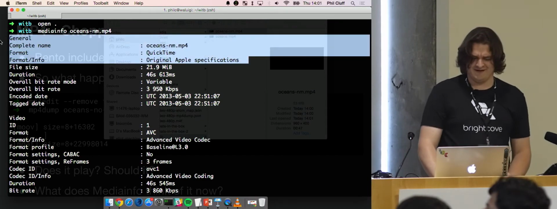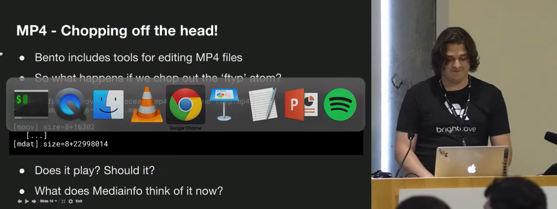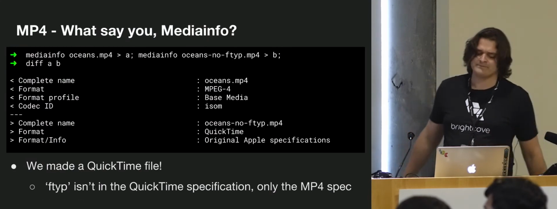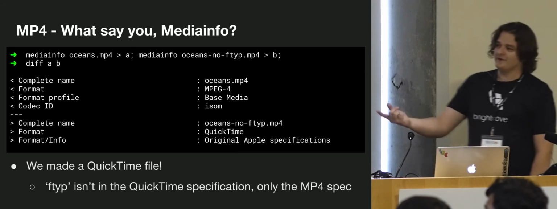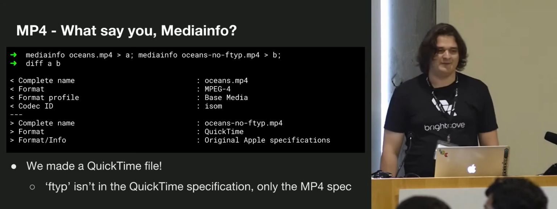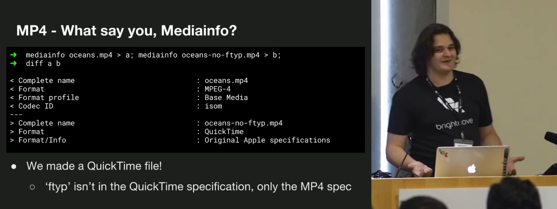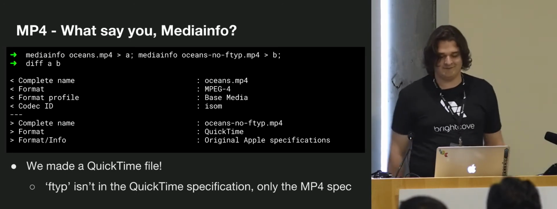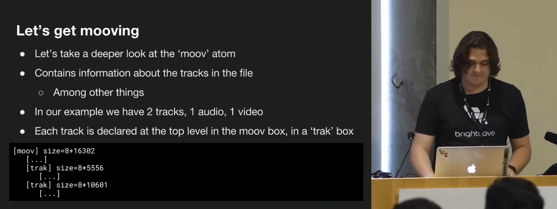Hey, guess what? Actually, it now thinks it's a QuickTime file. So if we actually look at this with a diff, so I actually have a diff over here. It used to be an ISO media file, an MP4 file. It's turned into an Apple QuickTime file. It's a bit weird. Hey, guess what? The ftyp atom doesn't exist in the QuickTime spec, so everything's now, oh, okay, it's a QuickTime file. So, okay, that's pretty good fun.